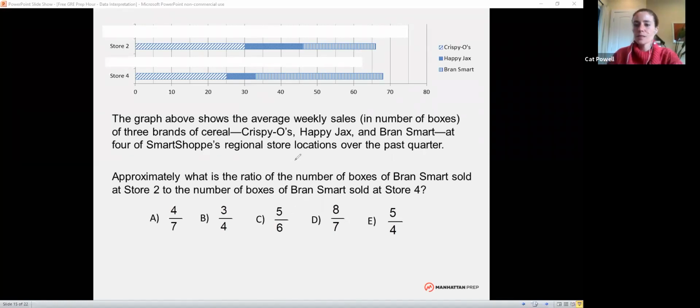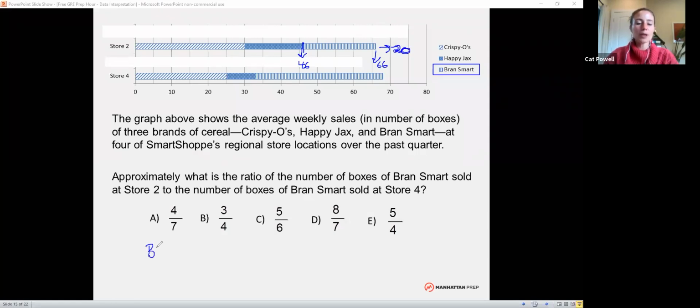I'm going to start. I know that I'm comparing Brand Smart and Stores 2 and Stores 4. So I'm just going to block out the things that we don't need, Stores 1 and Stores 3, and focus on Brand Smart. Brand Smart starts here. If this is 40, 45, that looks like it starts around 46 and ends around 66. So I think there's about 20 boxes in that range. That's how I get the number there.